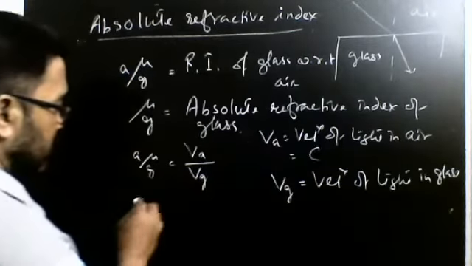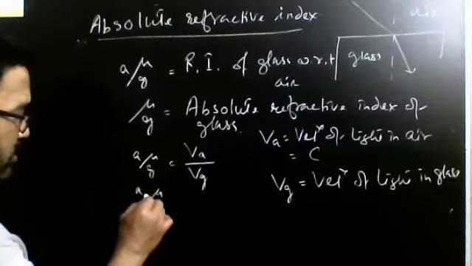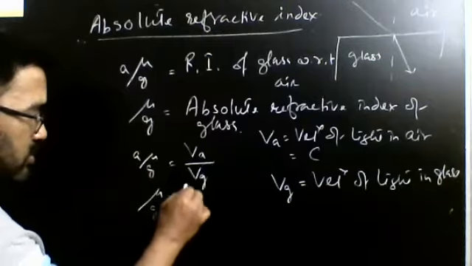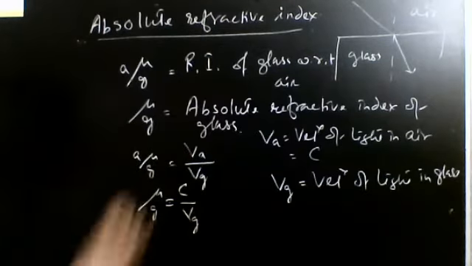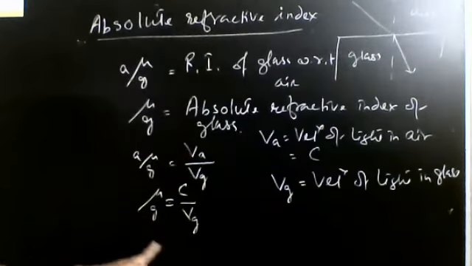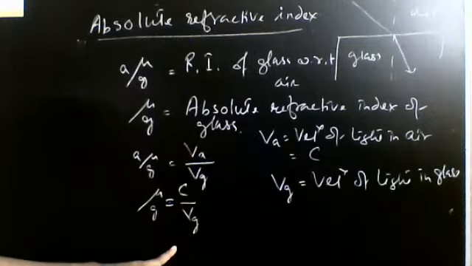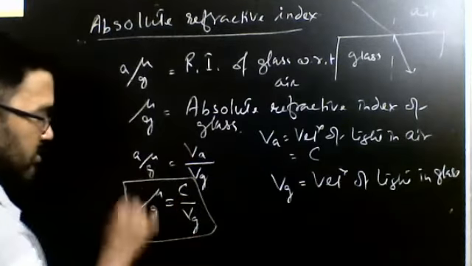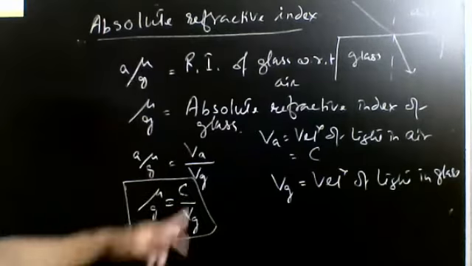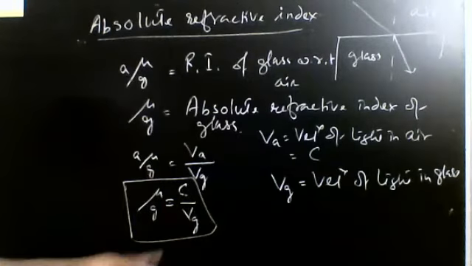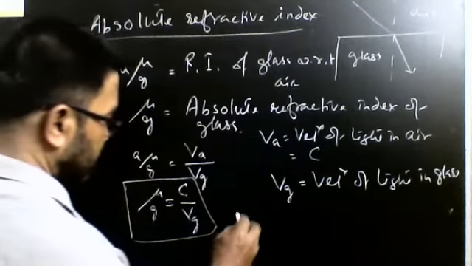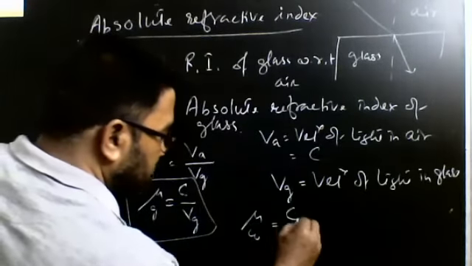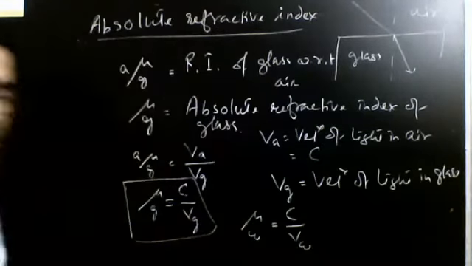Where v a is written as c, so mu g a, that is only mu g, the absolute refractive index of glass, is equal to c by v g, right? C by v g. So the absolute refractive index of glass can be written like this, c by v g. Similarly, the absolute refractive index of water can be written as c by v w.